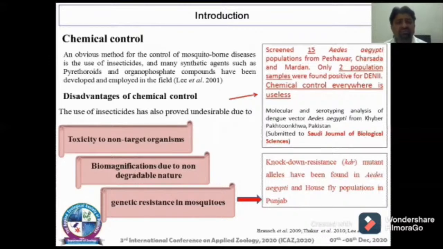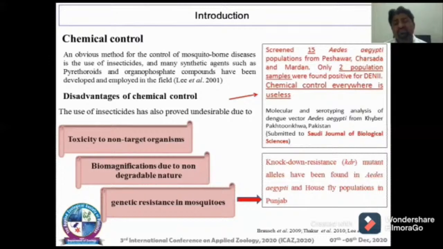We can summarize them. First is toxicity to non-target organisms. If we are going to control mosquitoes, we are also toxic to other organisms, predators and other beneficial insects. The second is biomagnification. If we put these insecticides into the environment, they go to the soil, to water, then from water to animals, to mammals, and then from milk to human beings.